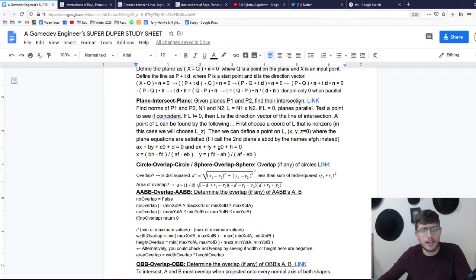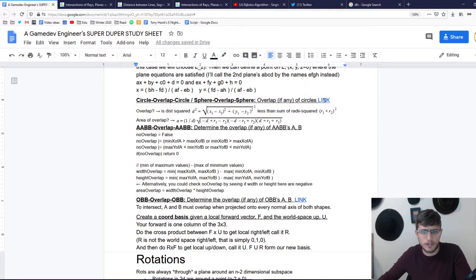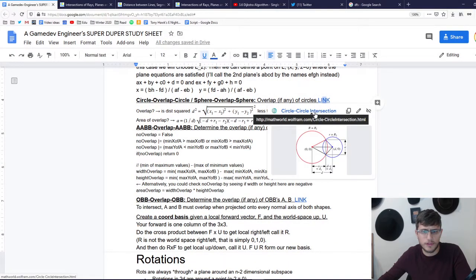Plane intersect plane is described here in great detail, so you can check it out there. Circle circle overlap. I got another link here. So what is this? This is Wolfram Alpha.